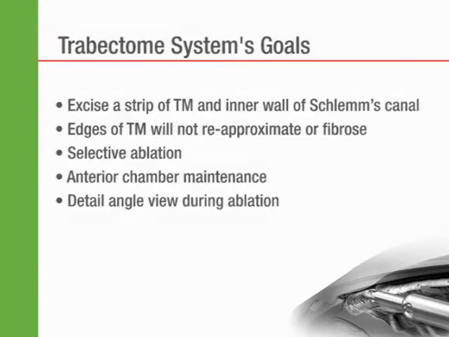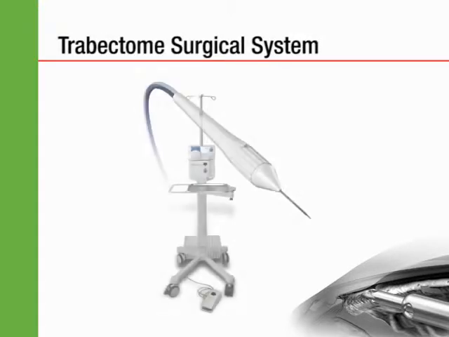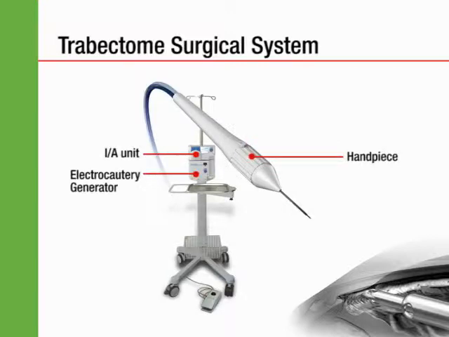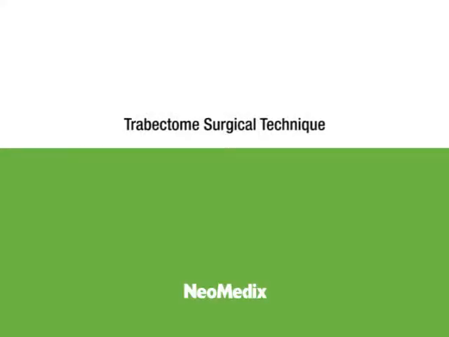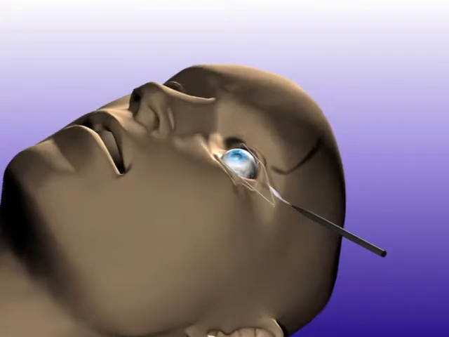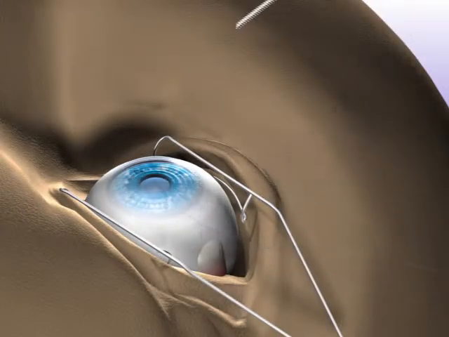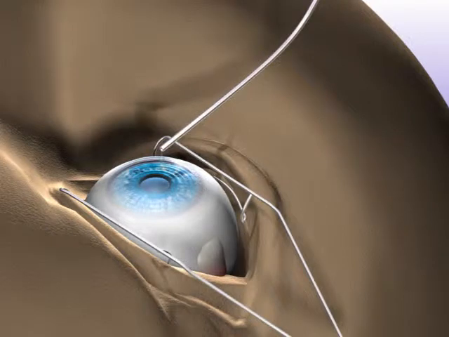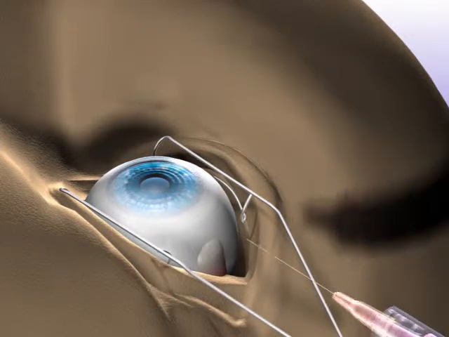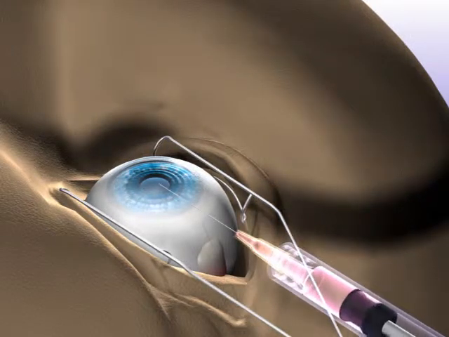The Trabectome system consists of a handpiece, a console with irrigation and aspiration, an electrocautery generator, and a foot pedal control. The Trabectome surgical technique. First, a corneal or scleral incision is made with a 1.6 mm keratome. Then injection of viscoelastic and/or preservative-free lidocaine anesthetic.